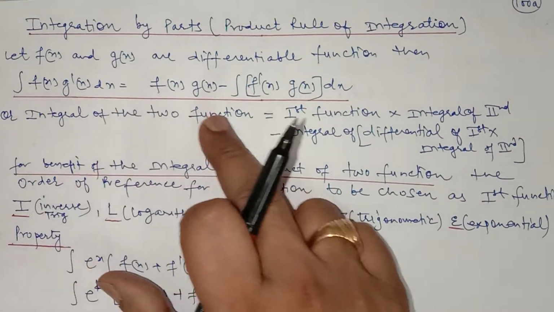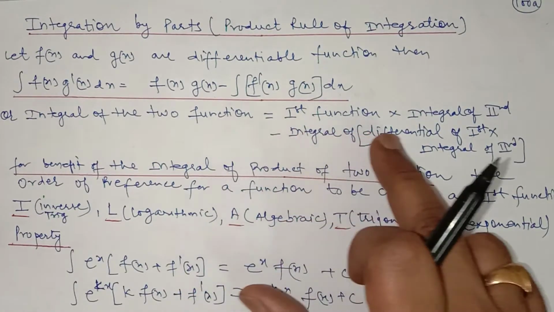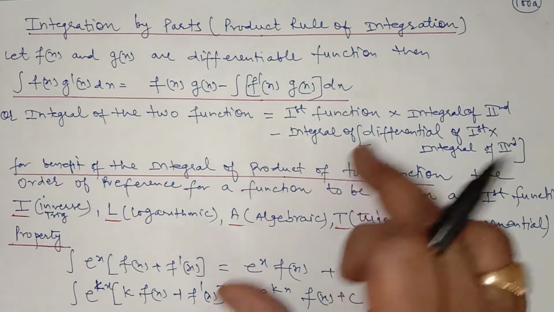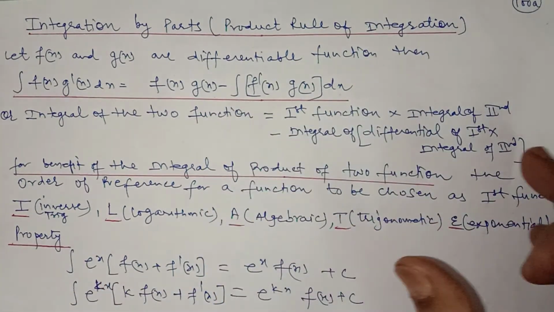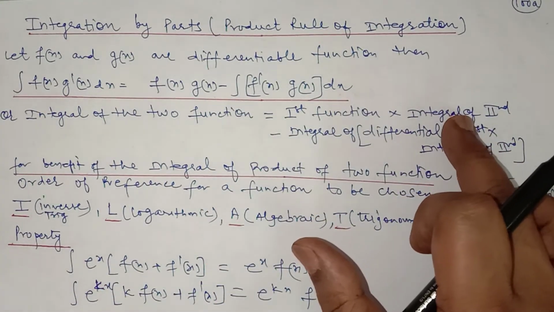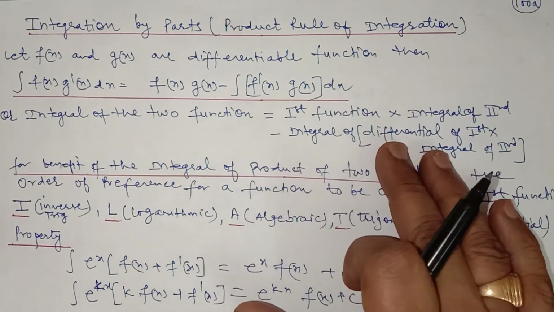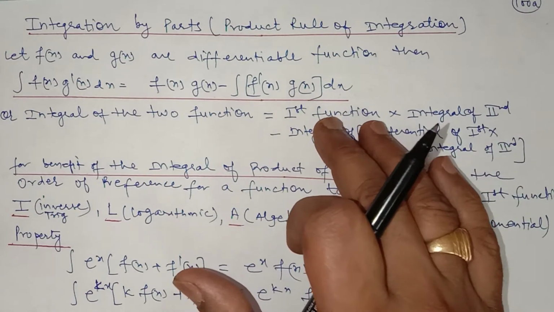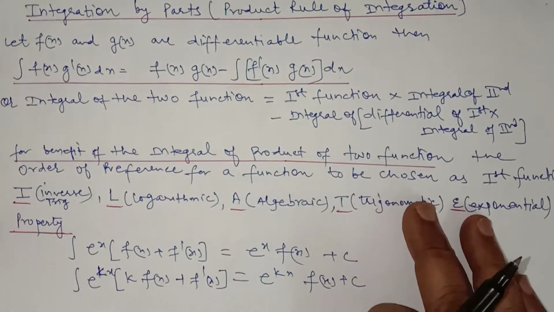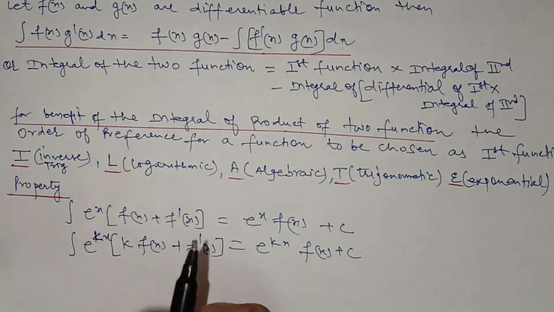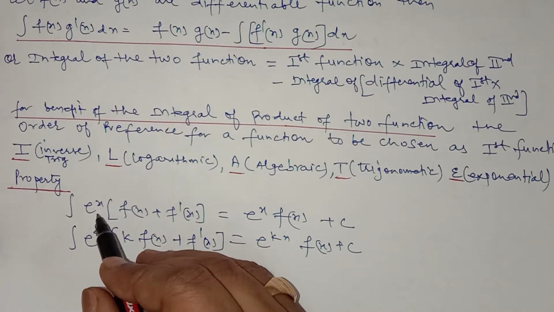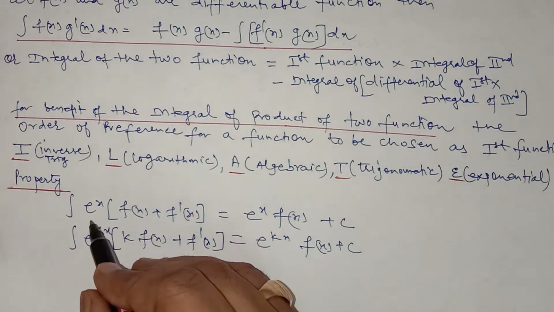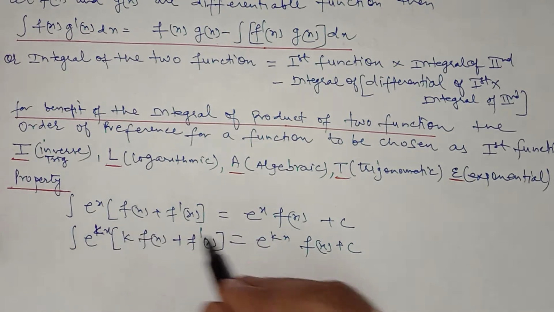So integration by parts is the first function into the integration of the second function, minus the integral of the differentiation of the first multiplied by the integral of the second function. And you will have a good command of this formula when you do 3 or 4 questions in the exercise. Now there is a property of this integration by parts. The integral of e to the power x into f(x) plus the derivative of f is equal to e to the power x f(x) plus c.